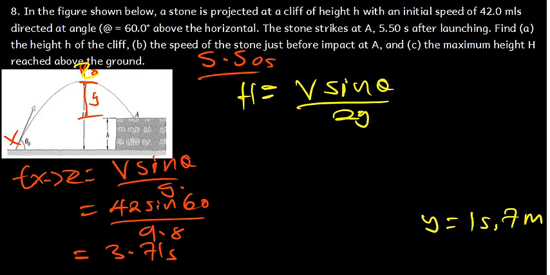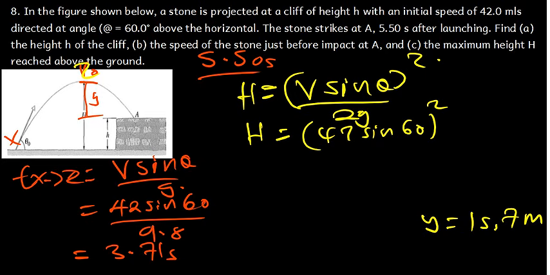Okay? So V is 42, the angle is 60. We square it over 2 times 9.8. So what will be our h in this case? Let's see. I have 42 sine 60. The answer I find, I square it. I divide it by 2 times 9.8, which is 19.6. So I'm getting 67.5. Now, this answer which we have just come up with is the answer for part C. We are done with part C.